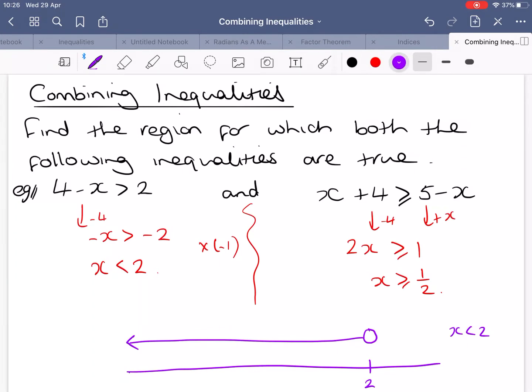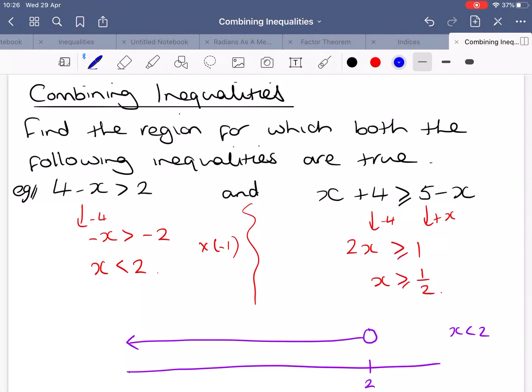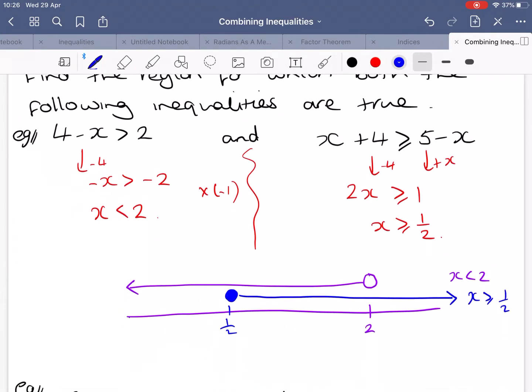So that's my x is less than 2. I'll draw my other one in a different colour. This time I'm going to have x is greater than or equal to a half. So I need to put my half on the number line. It's going to be greater than or equal to, so this time it's a solid circle. And because it's got to be bigger than a half, my arrow goes the other way, to the right, because it can be any number bigger than a half. So I've got my x is greater than or equal to a half.